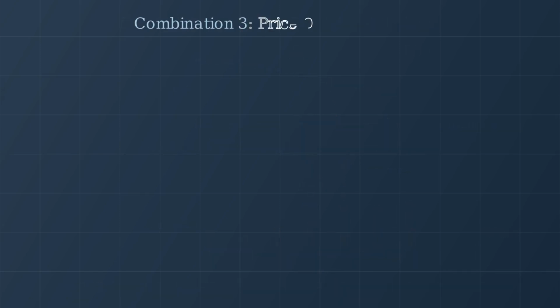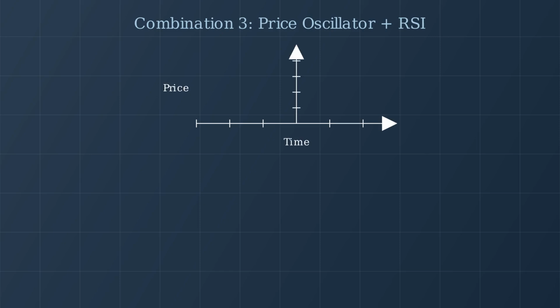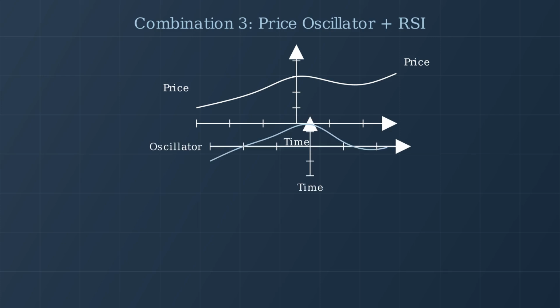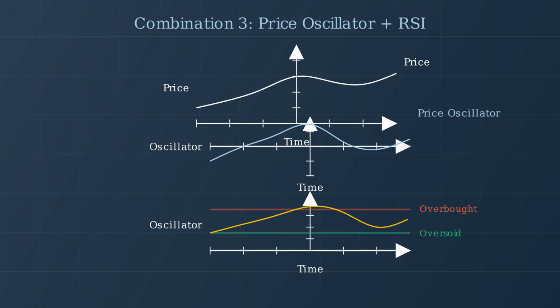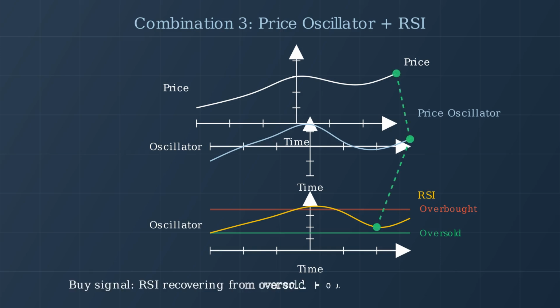Our third powerful combination is using the price oscillator with the relative strength index, or RSI. The RSI helps identify overbought and oversold conditions, while the price oscillator confirms momentum direction. The RSI ranges from 0 to 100, with readings above 70 considered overbought and below 30 considered oversold. A powerful buy signal occurs when the RSI recovers from oversold conditions, while the price oscillator turns positive, as we see here.